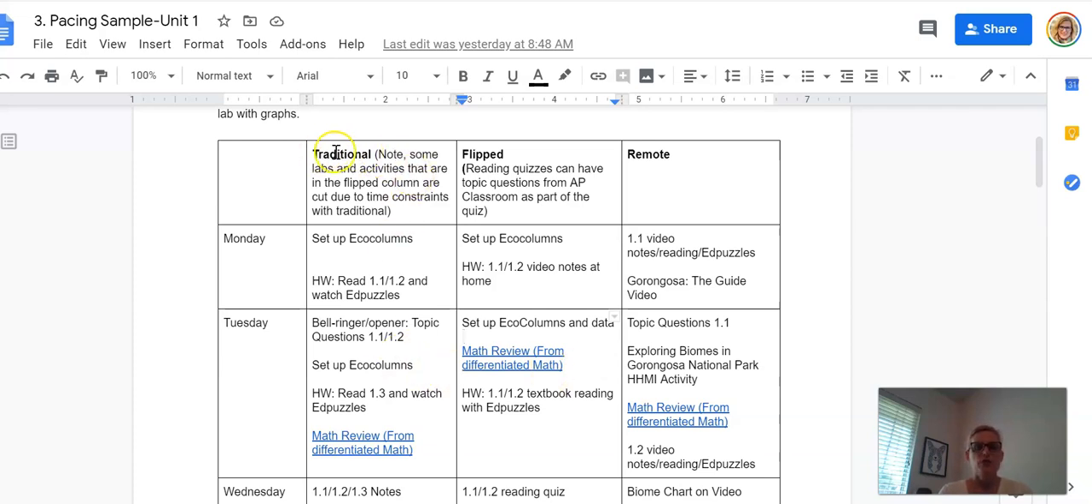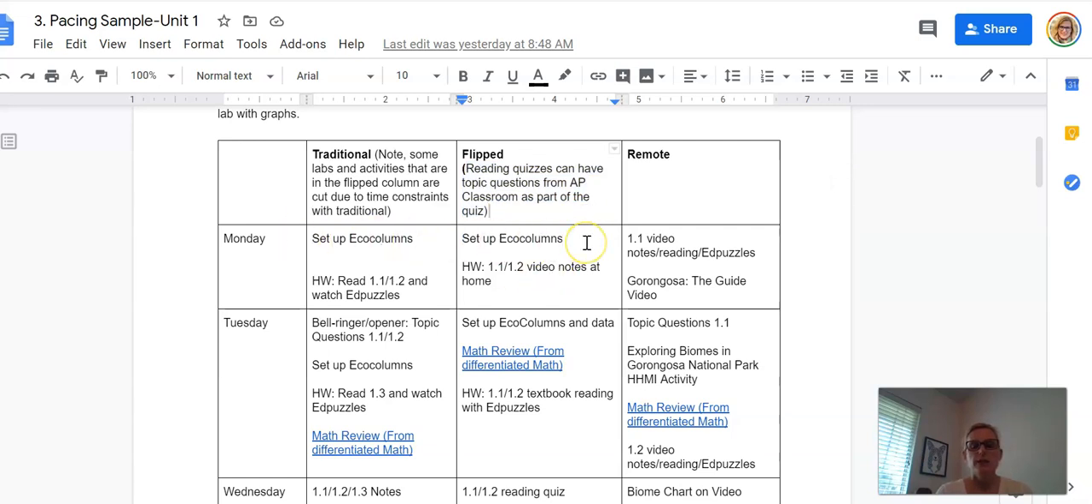If you're doing the traditional way and you're going to do notes in class, I have math review mostly as homework. You'll see here I put in the topic questions. So the topic questions are extra questions on AP Classroom that are formative assessment. So I put them in here. For flipped, I'm going to embed them in my reading quizzes as part of the reading quiz. So a couple questions will be formative and the rest summative.